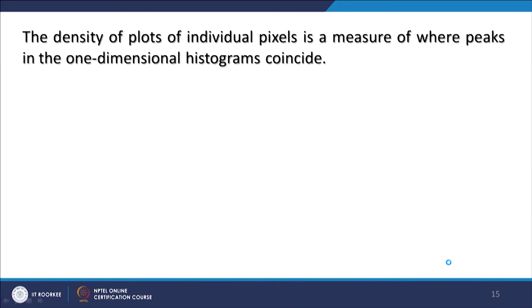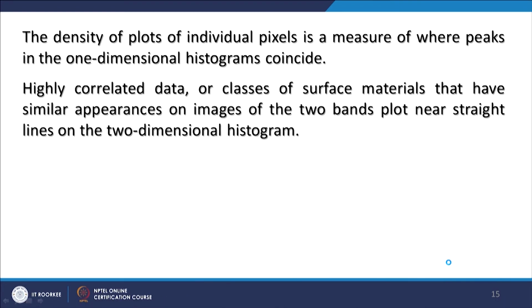Now, the density of plots of individual pixels is a measure of where the peaks of the one-dimensional histograms coincide. If there is a very good relation between two bands, then there will be a high density of pixels plotted in a small area. That means they are correlated. Correlation will also come when they are in a linear fashion. So, highly correlated data, or classes of surface materials that have similar appearance on different bands or images, plot nearly as straight lines on two-dimensional histograms.